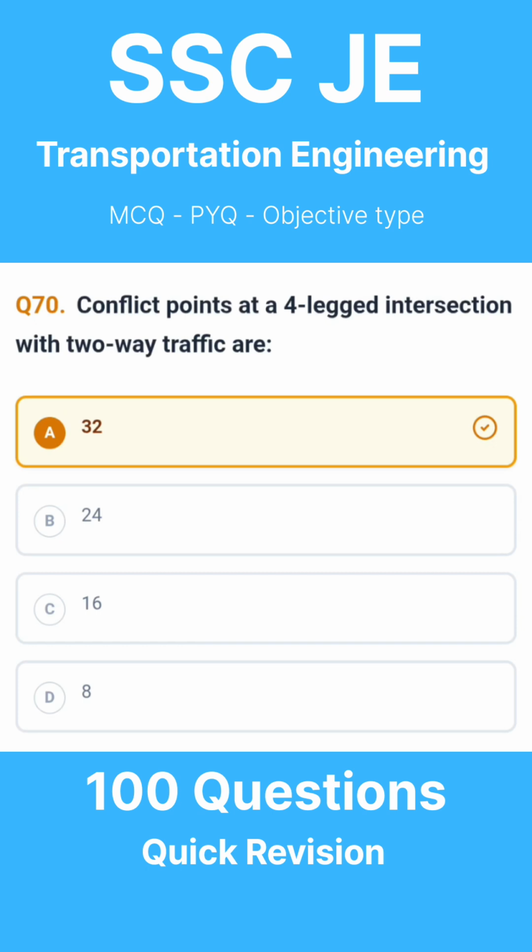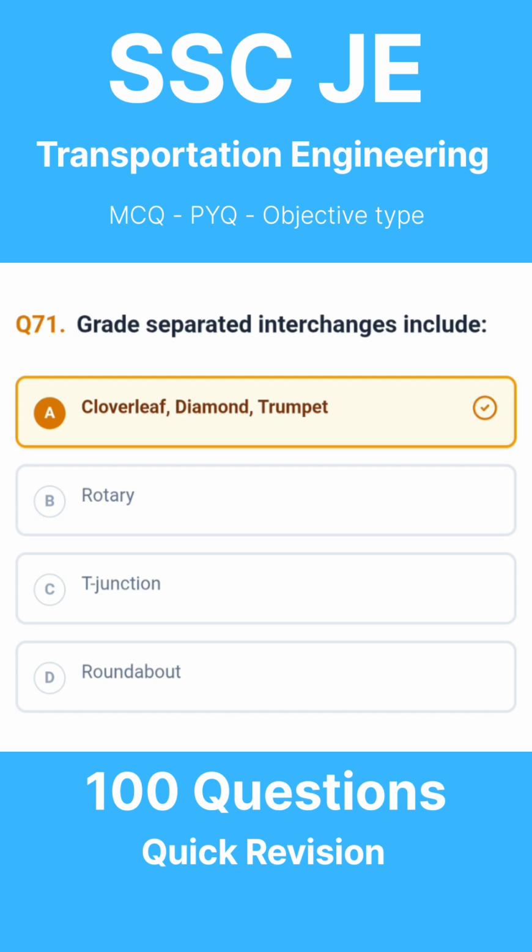Question 70. Conflict points at a four-legged intersection with two-way traffic are. The correct answer is 32. Question 71. Grade-separated interchanges include. The correct answer is cloverleaf, diamond, trumpet.